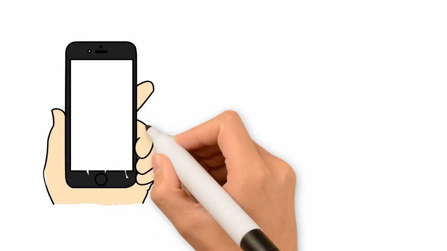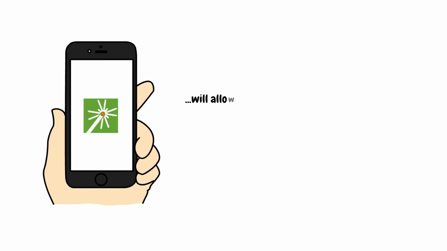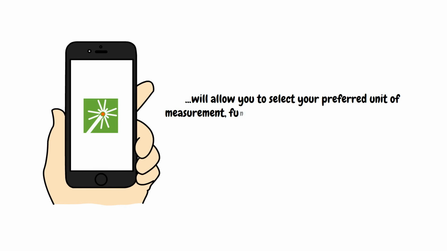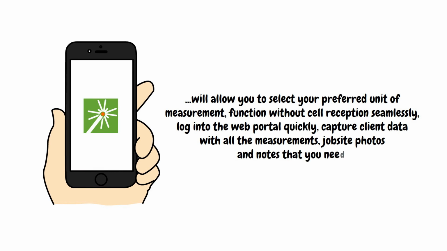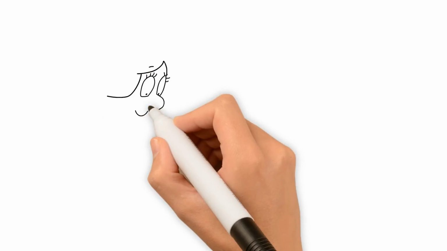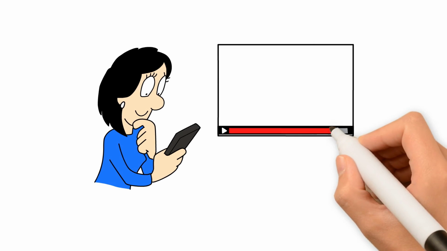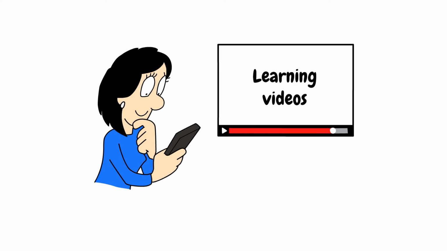In summary, the FSS Window Pro app will allow you to select your preferred unit of measurement, function without cell reception seamlessly, log into the web portal quickly, capture client data with all the measurements, job site photos, and notes that you need. Users can also access our learning videos inside the app and collaborate with others on your team for data sharing.